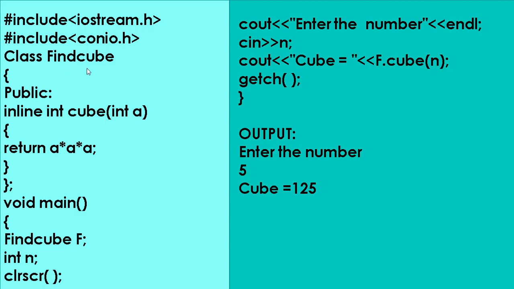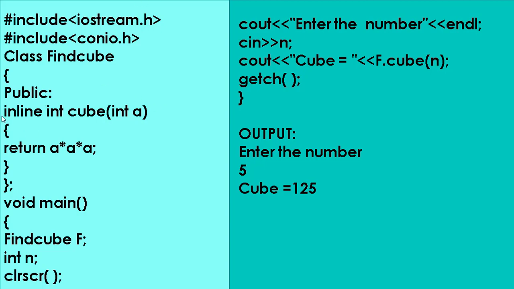Class is a keyword, findCube is the class name. Then inside the class we have public. Public is the access specifier. When we use the access specifier as public, the members can be accessed throughout the program, that is, inside the class or outside the class we can access the members of the class.